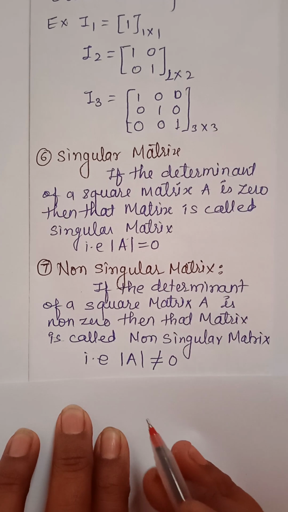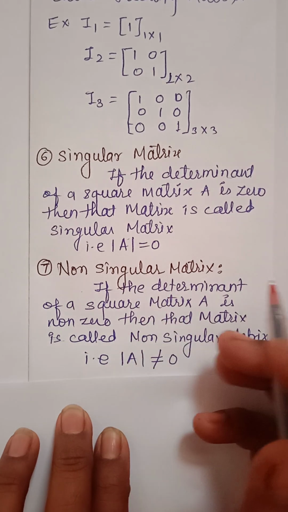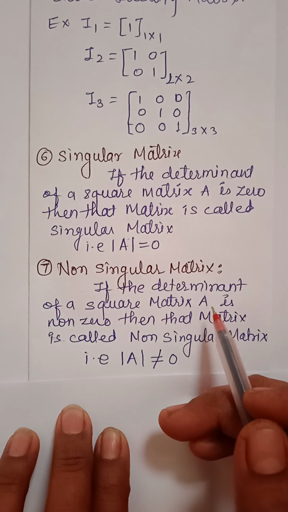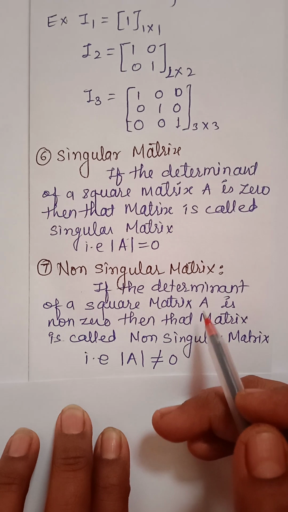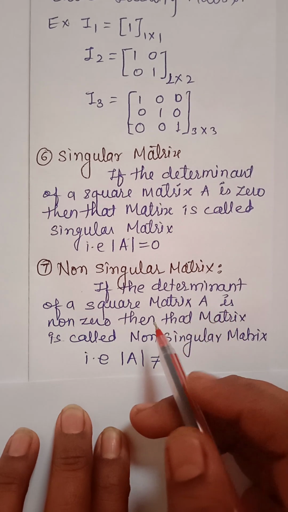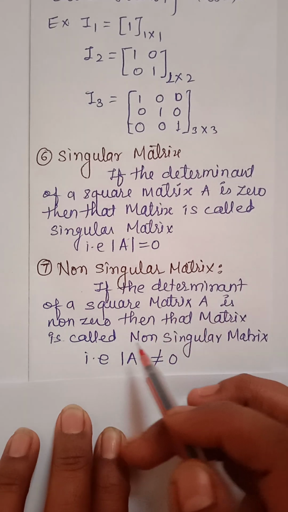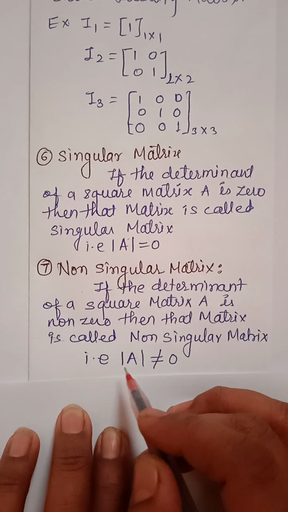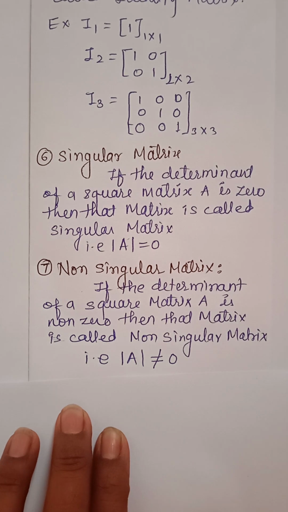Now similarly, next is non-singular matrix. Now what is a non-singular matrix? If A is any square matrix and if we take the determinant of that matrix, then we get the determinant of that matrix is non-zero. We get some value there. Okay. So if the determinant of a square matrix A is non-zero, then such type of matrix is called a non-singular matrix. Okay. So here the determinant is not equal to 0. Such type of matrix is called non-singular.